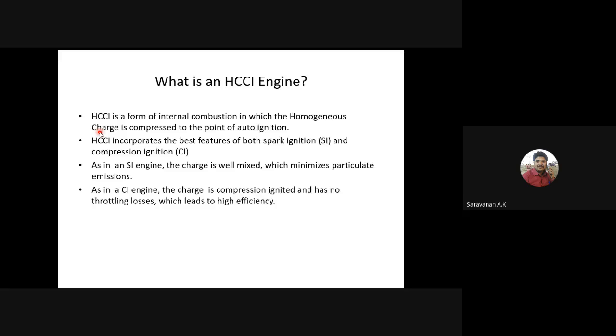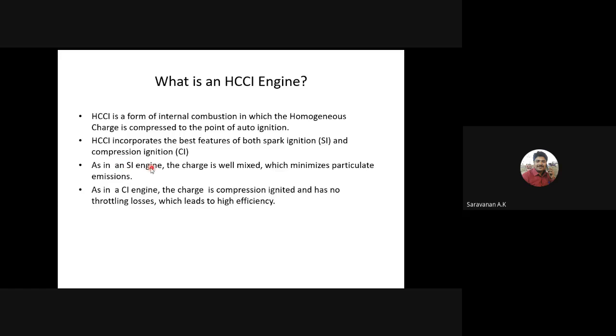It is incorporated from both the SI engines and the CI engines. So let us see what is special for the SI engines and what is special for the CI engines. In the SI engines we supply the air and fuel mixture through the carburetor, and the mixing will be somewhat good. The carburetor's job is to mix the fuel and air in the proper manner.